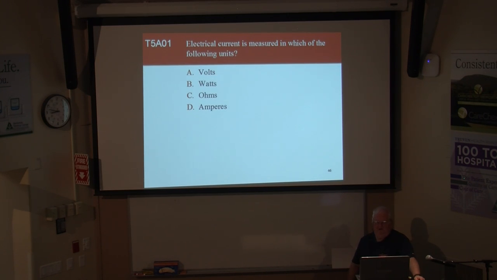Electrical current is measured in which of the following units? D is correct. Which of the following is a good electrical conductor? C, copper.